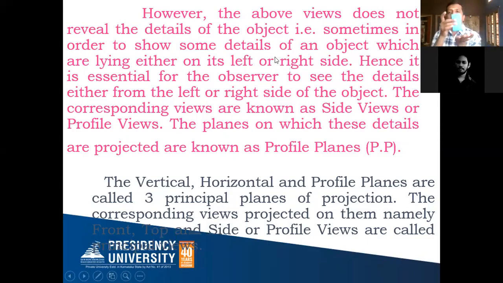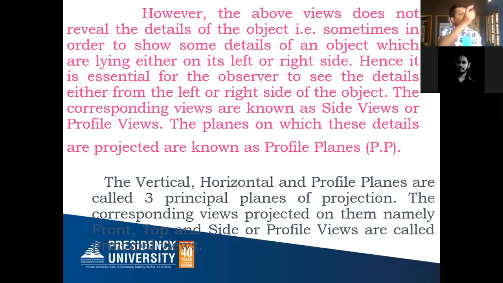For example, this is the same object. By looking at the front side of it, the front view I have drawn on the vertical plane. By looking at the top side of it, the top view you have drawn on the horizontal plane. By looking at the right side and left side of it, I can draw the side views or profile views. So if you are looking at the object from the right side, whatever the projector lines, after identifying the four points here also, you are drawing it on the profile plane. So you can call it a side view.